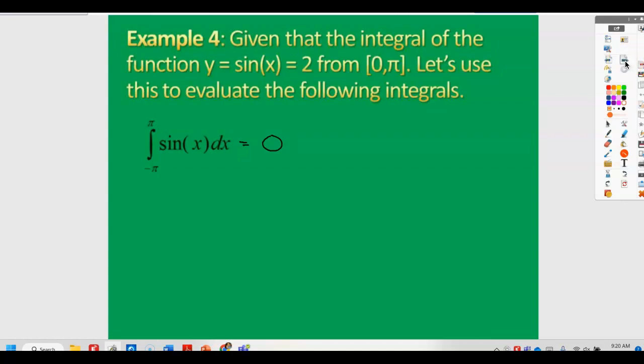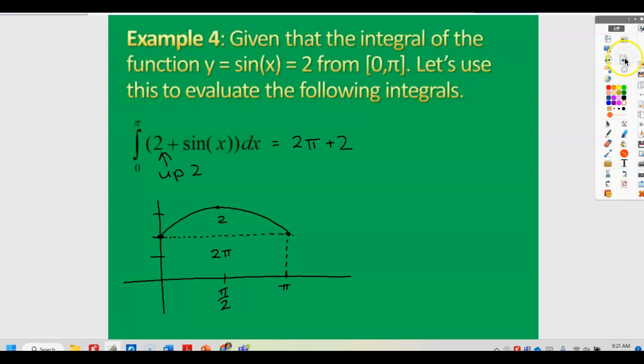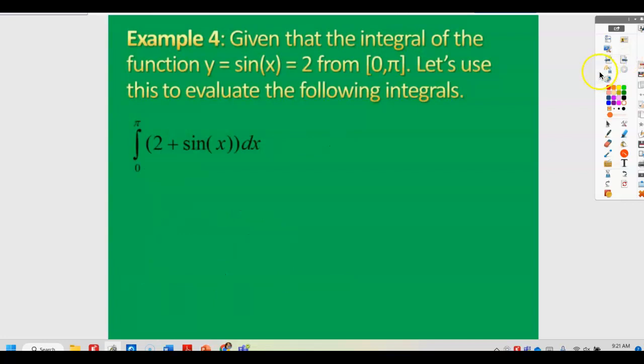Negative pi to pi. So again, taking that into respect of a function, if you go to the left, negative pi, sine keeps its symmetry, so it's negative 2 and positive 2 again, therefore 0. Okay, what about 0 to pi? 0 to pi.